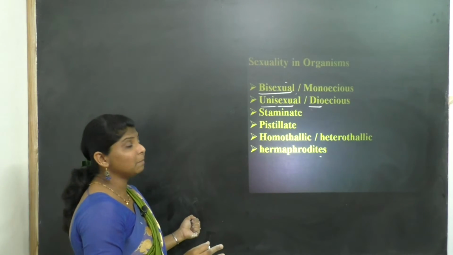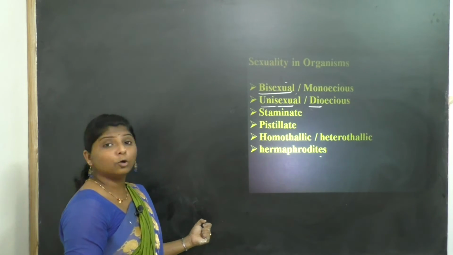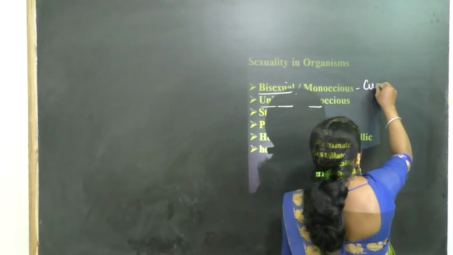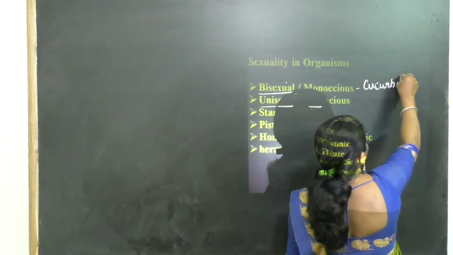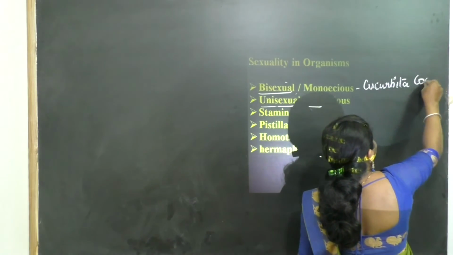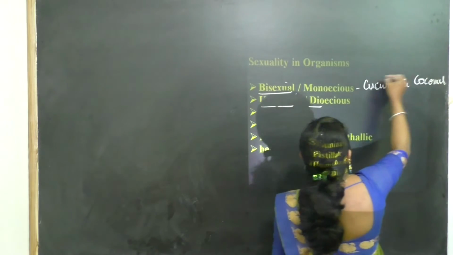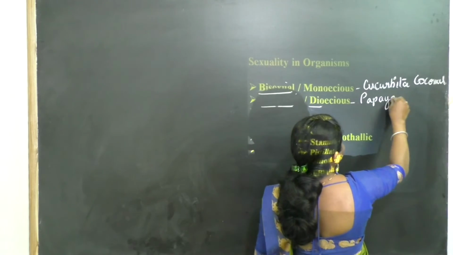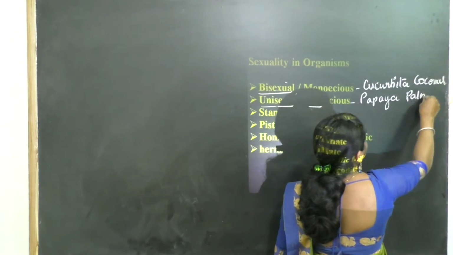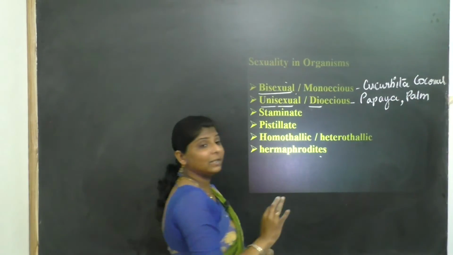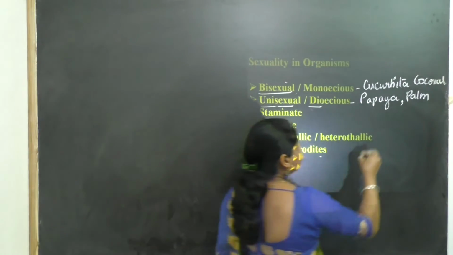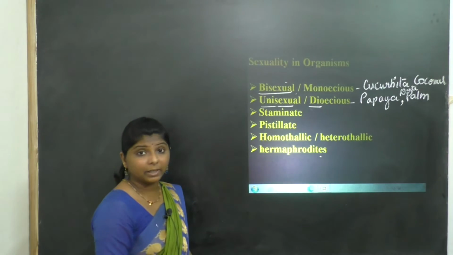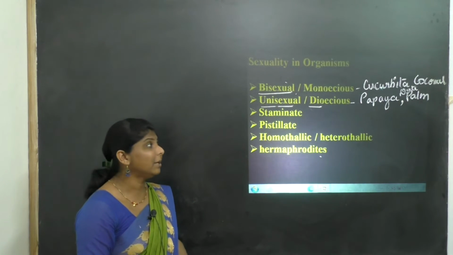So the best examples for monoecious plants are cucurbita and coconut. Whereas for dioecious, we have papaya and date palm. Here the male plant is separate and the female plant is separate. Date palm and papaya, male plant separate, female plant separate.